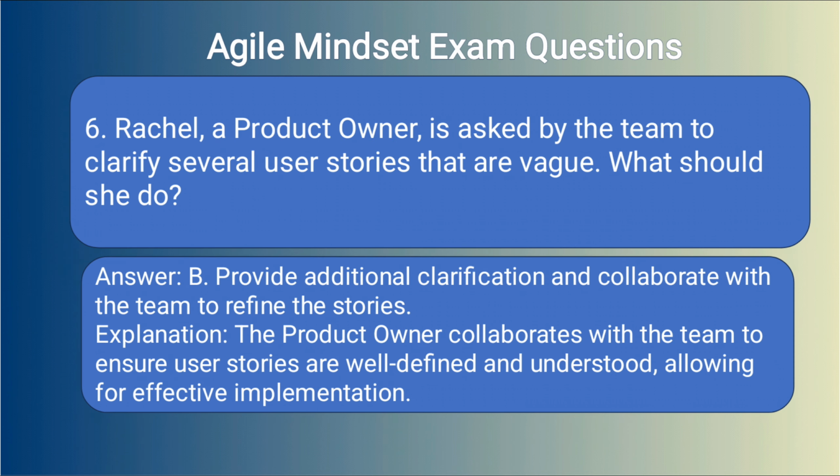Answer: B. Provide additional clarification and collaborate with the team to refine the stories. Explanation: the product owner collaborates with the team to ensure user stories are well-defined and understood, allowing for effective implementation.